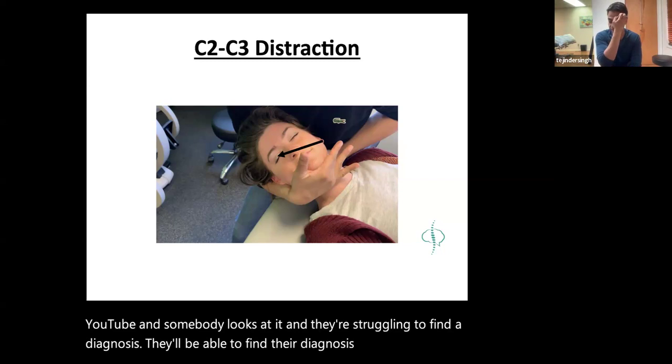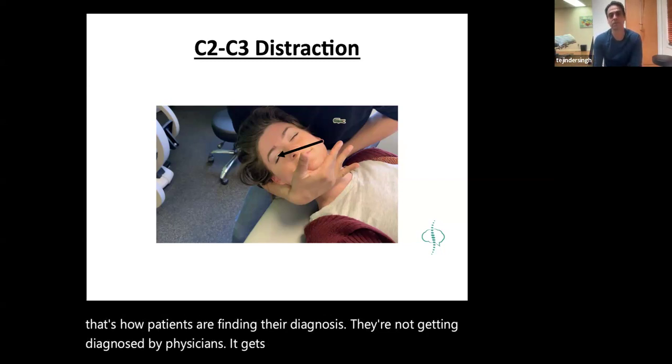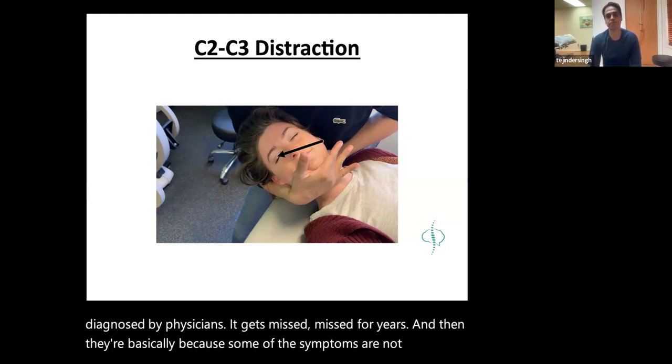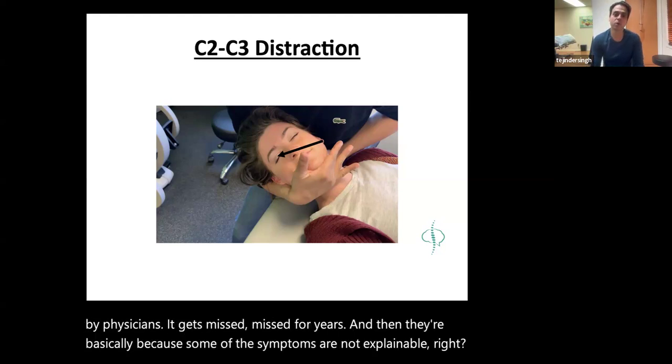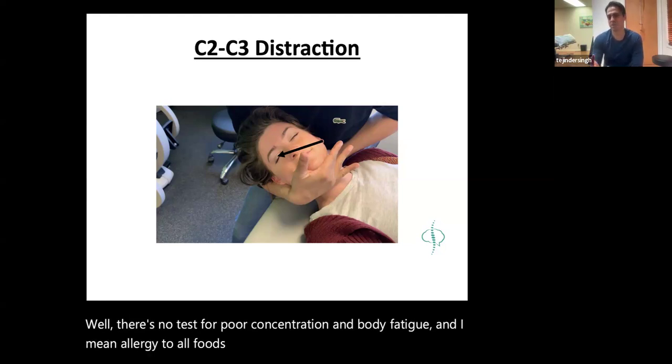Because that's how patients are finding their diagnosis. They're not getting diagnosed by physicians. It gets missed for years, because some of the symptoms are not explainable. There's no test for poor concentration, body fatigue, and allergy to all foods, right? So that's why it gets missed.